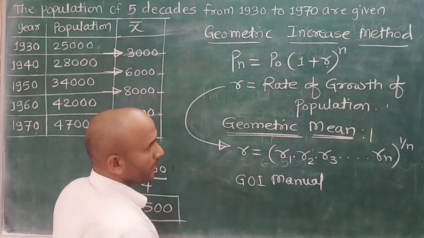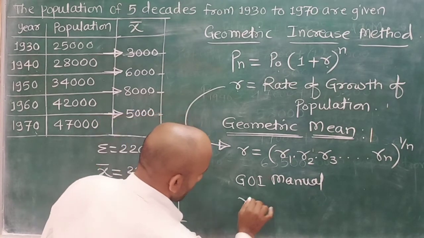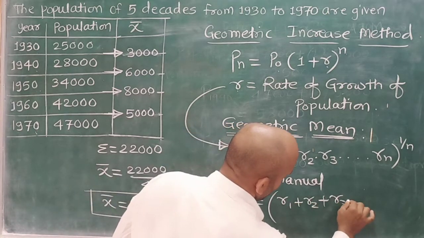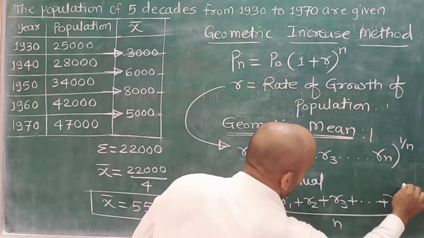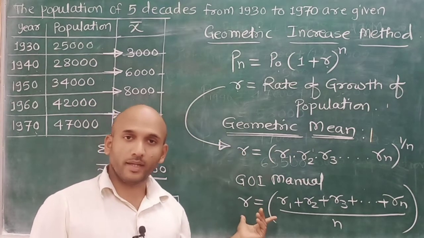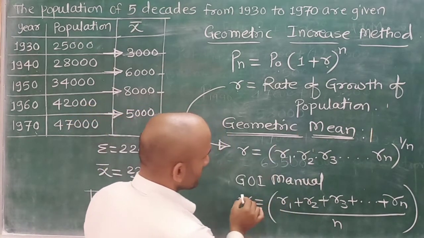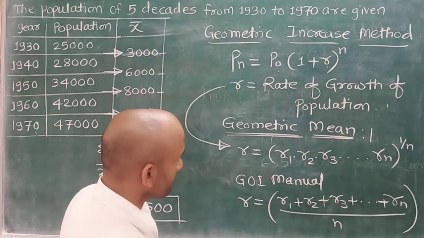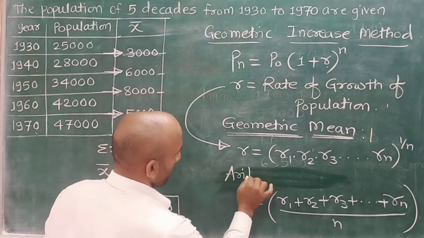And the arithmetic mean formula: r is equal to r1 plus r2 plus r3 up to rn, upon n. That is the arithmetic mean formula to determine r. Now this is the r for geometric mean, this is the r for arithmetic mean.